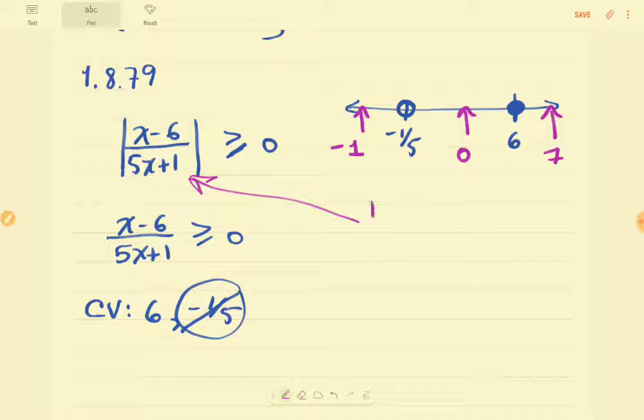So I will first have the absolute value of 7 minus 6, which is 1, over 5 times 7, which is 35, plus 1, which is 36. So the absolute value of 1 over 36 is indeed greater than or equal to 0, so this side is good to go.